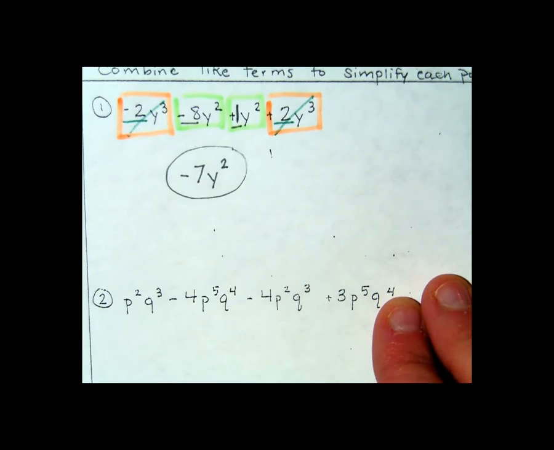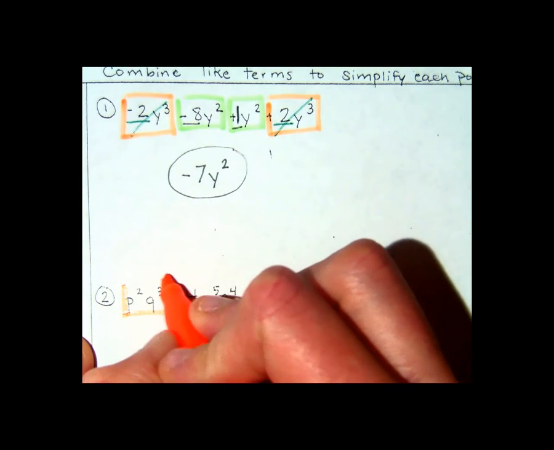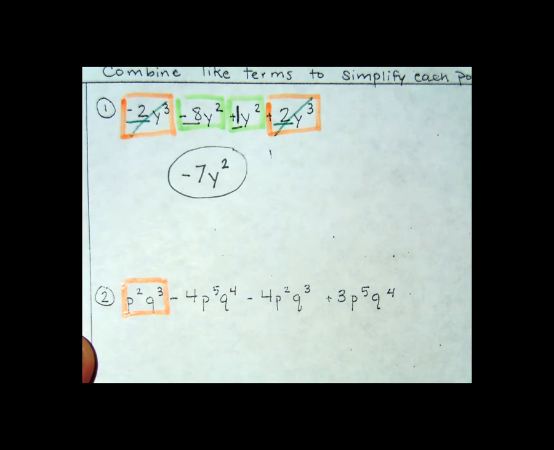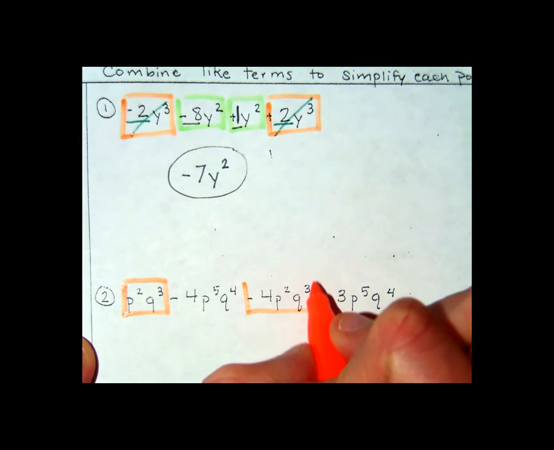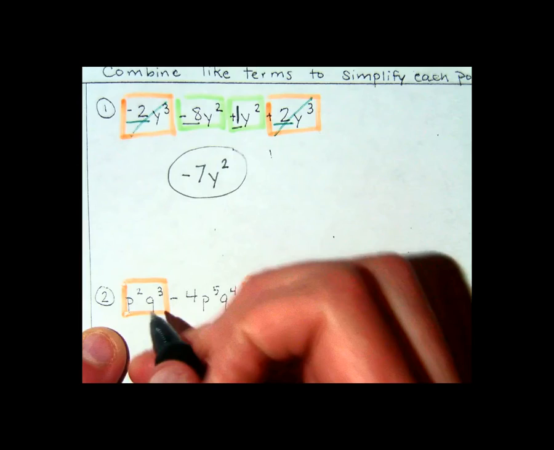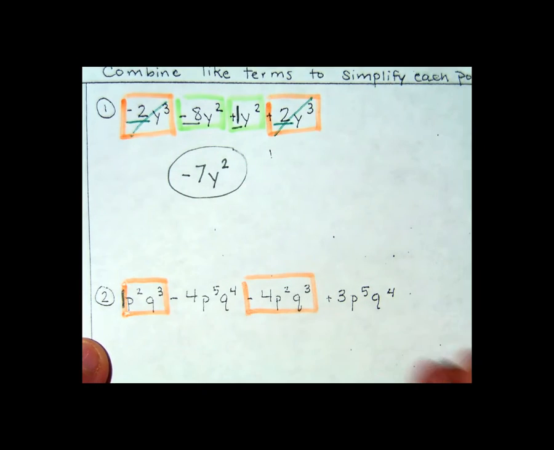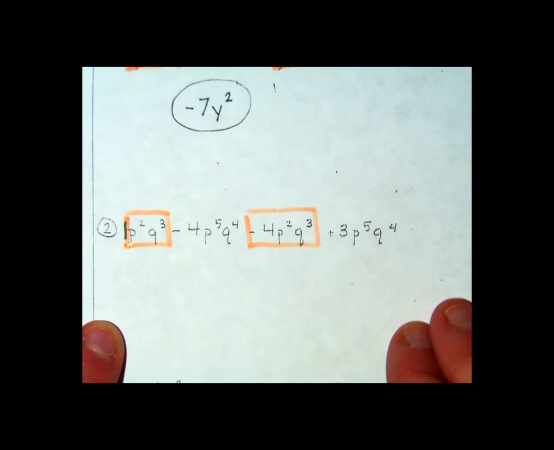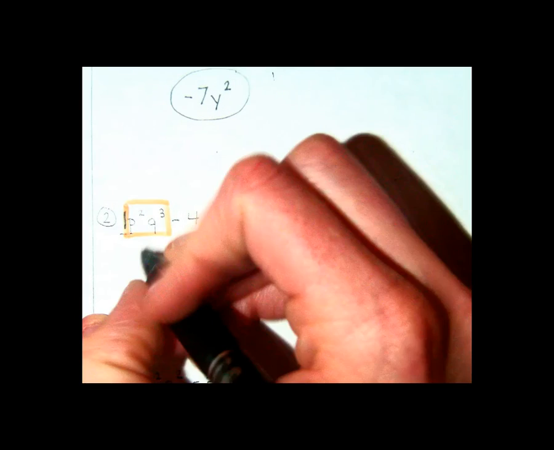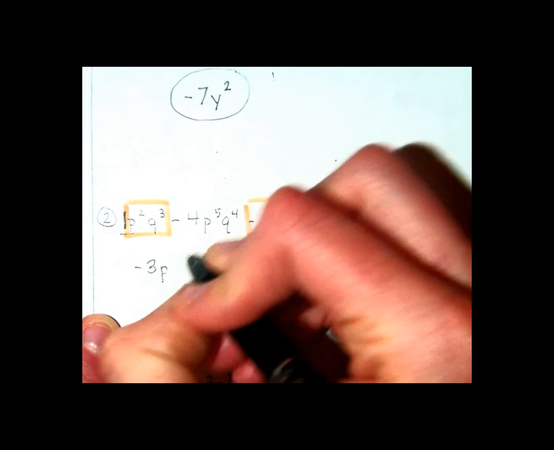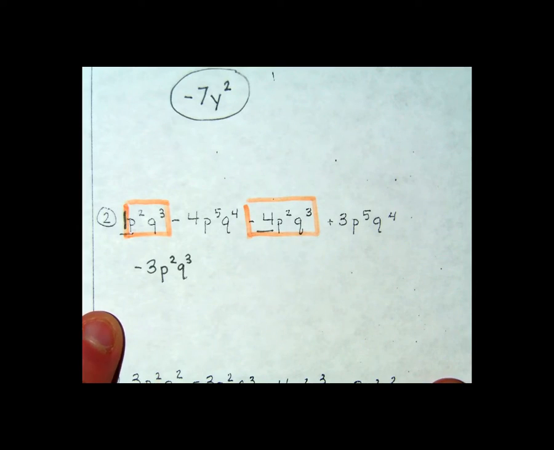Number 2. P squared q to the third. Are there any more p squared q to the thirds? Where? This one right here. What number's in front of the first one right here? Yeah, since there's no addition or subtraction between, it is all one piece there. What is 1 minus 4? Negative 3. Do not change p squared or q to the third. I just changed the number in front.